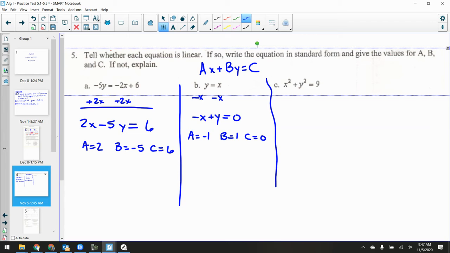Is C linear? What makes it not linear? X is... Good. The x squareds and the y squareds make it not linear.